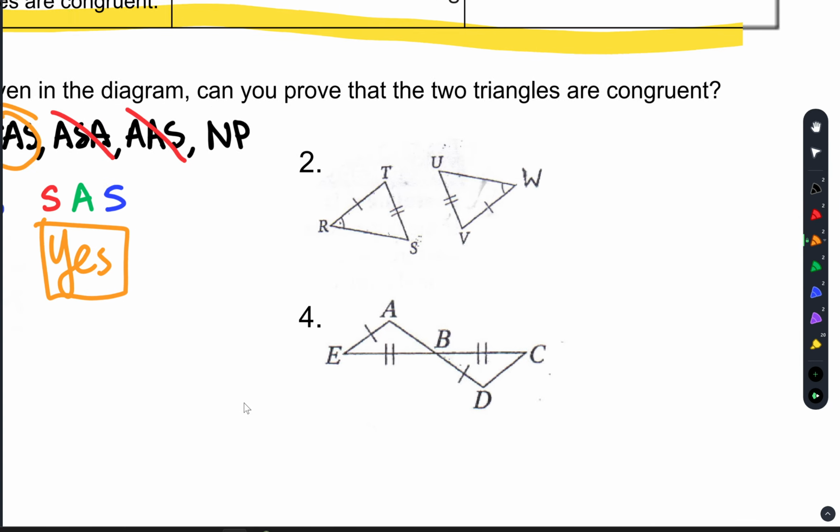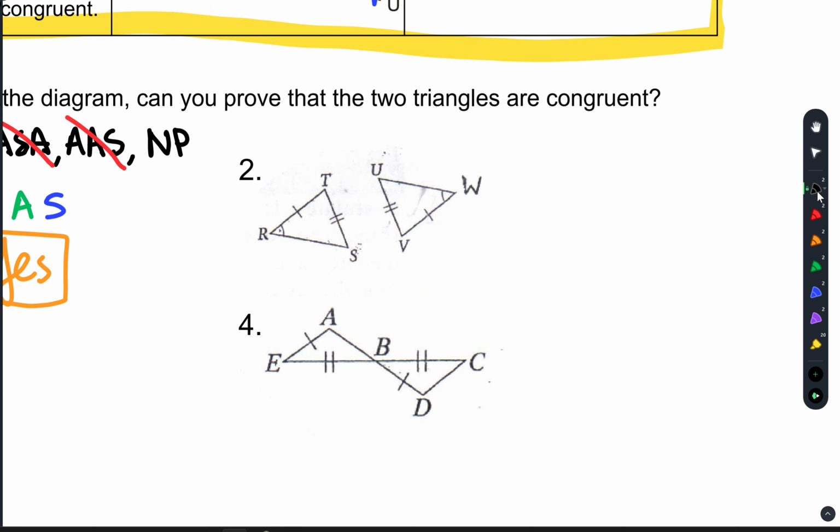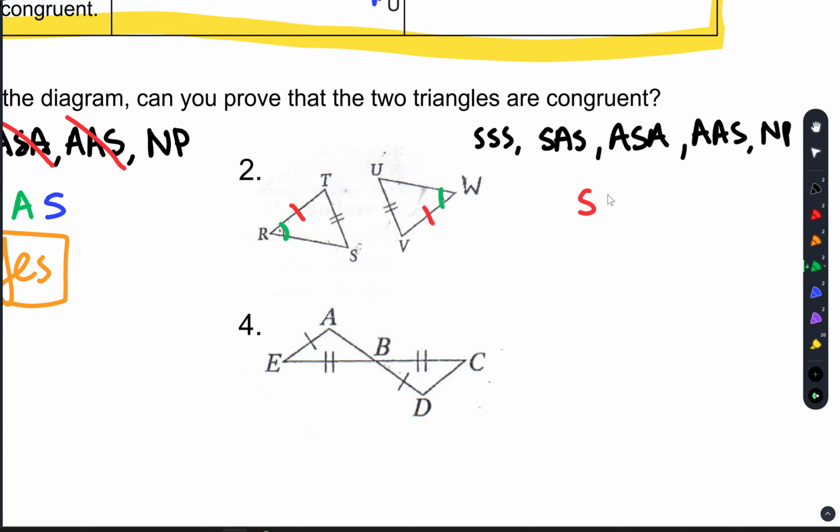Let's do it again in number 2. I'm not going to do this every time, but for right now, let's just list them all out. I know I have SSS, SAS, ASA, AAS, or not possible. I'm going to start with my givens. I have a side, I have an angle, and I have another side. We see all those are given to me, right?